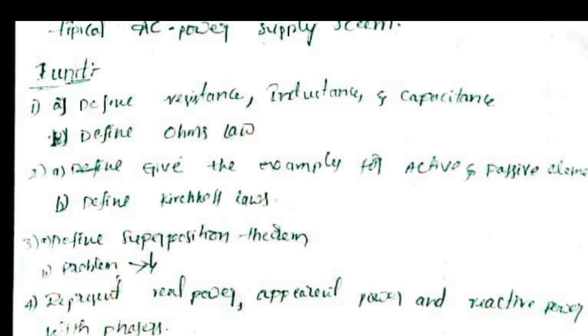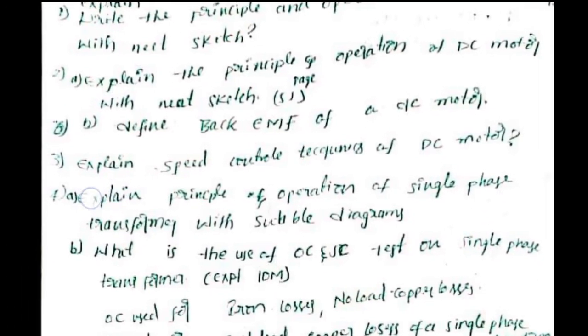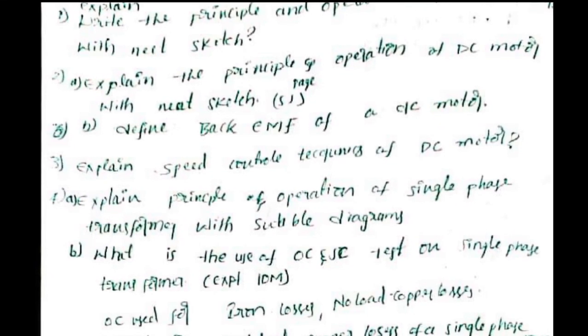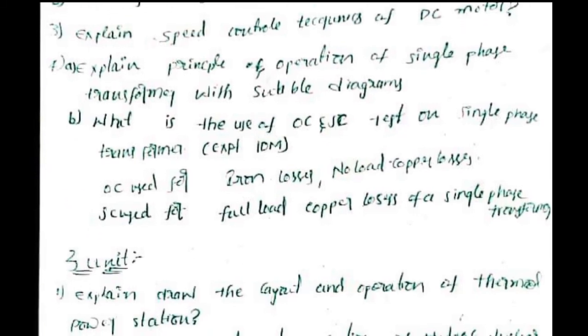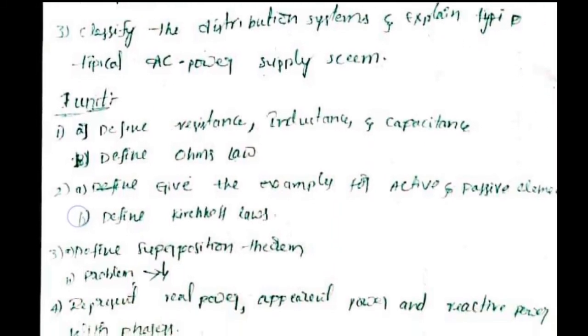Define Kirchhoff laws. KVL and KCL you have to define. Define superposition theorem. Problems you have to prepare. Write the assignment. Represent or define real power, apparent power, reactive power. These three powers you have to represent. If you prepare these 3 units' important questions, you will easily pass, or you will get the maximum score, for CS, mechanical, and civil students. Unit 3, Unit 1, these are the important questions.